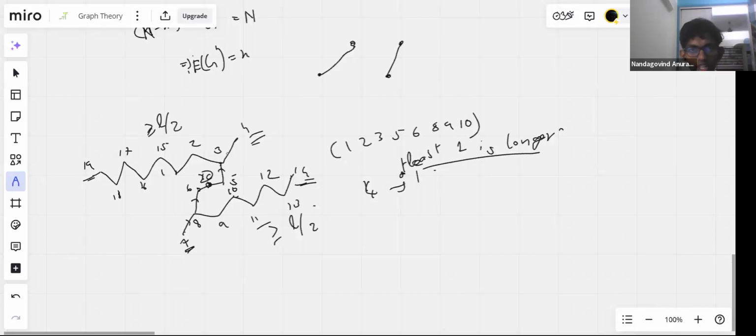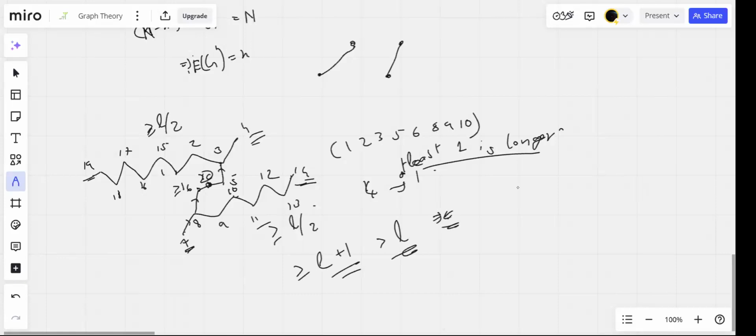And since they're not directly connected, this adds at least one vertex. This is greater than or equal to 1. So this whole thing is greater than or equal to L plus 1, which is greater than L. Contradiction. Okay, that completes it.